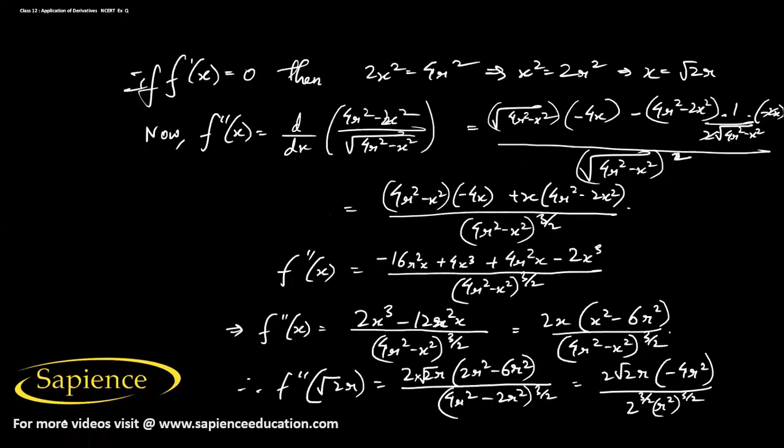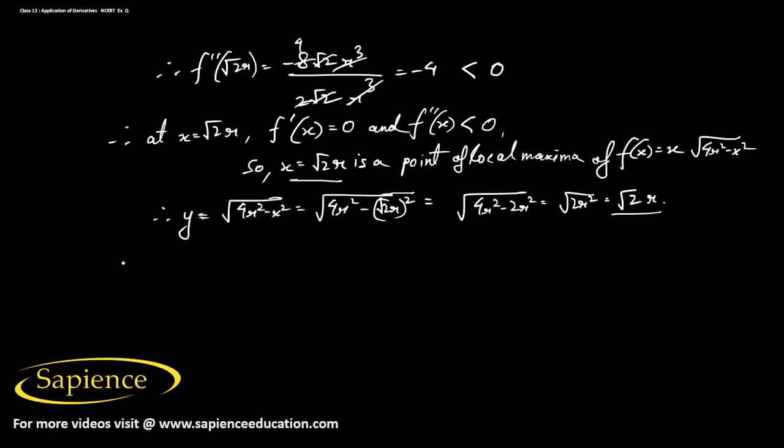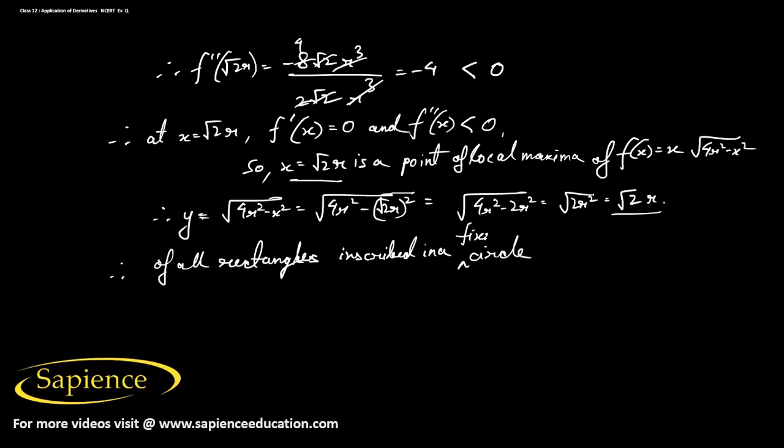So therefore we can say that of all rectangles which are inscribed in a fixed circle, the square has the maximum area. So hence proved. Thank you.